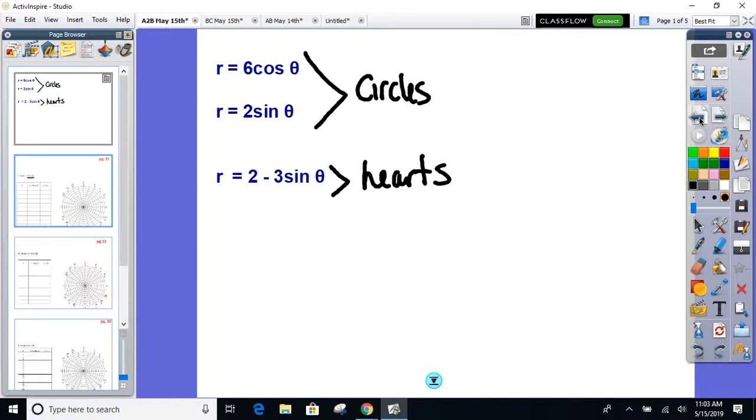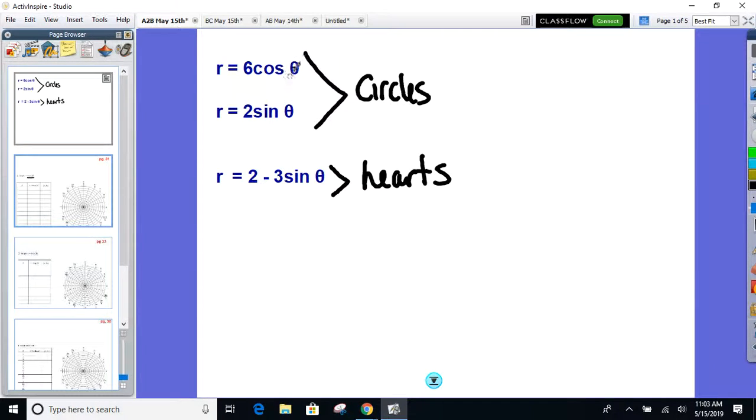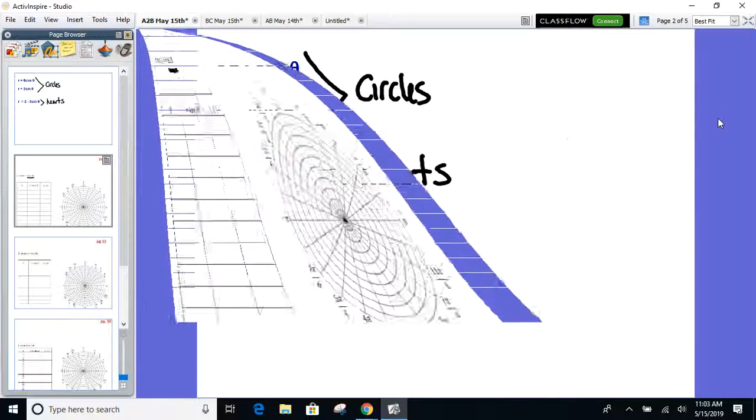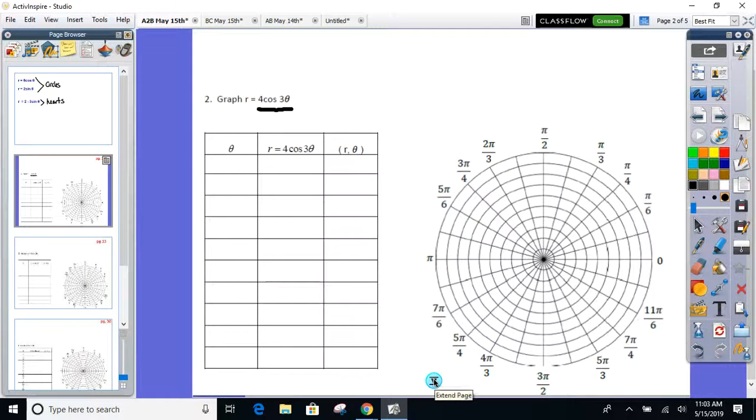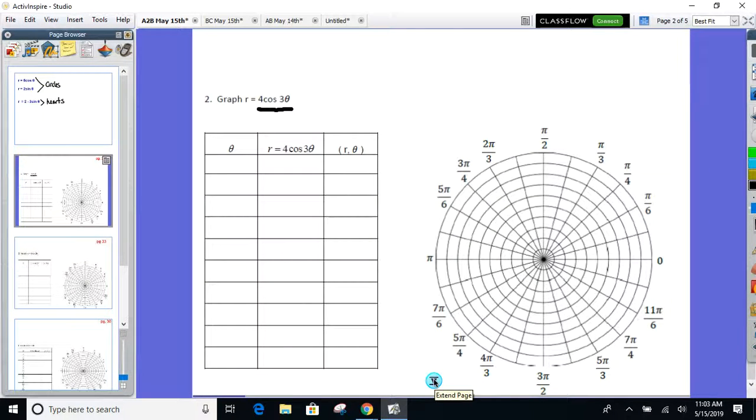Now you have a number in between here. There's a number in between the sine and the theta, cosine and the theta. So these are going to be petal graphs. We should have some petals around. Those numbers in there are pretty powerful. Everyone see the number in between cosine and the theta? That number would be 3. If that number is odd, that tells you how many petals you're going to have. So that's the first thing.